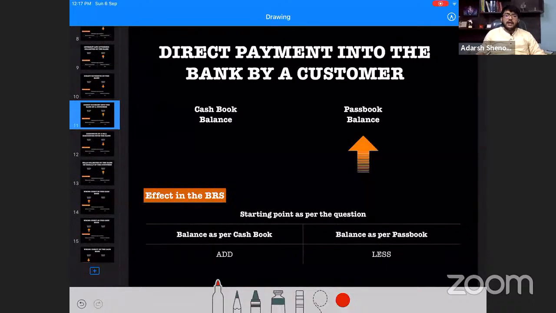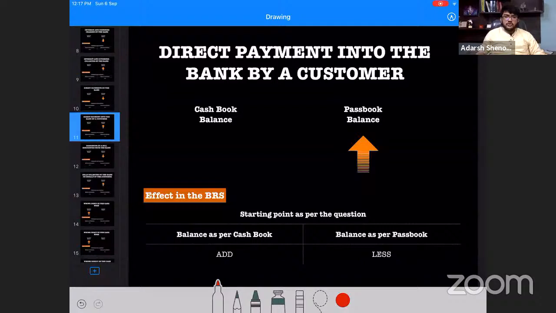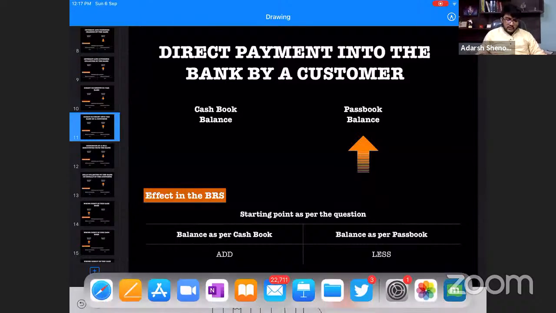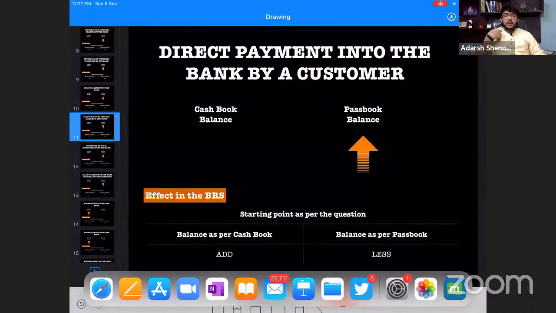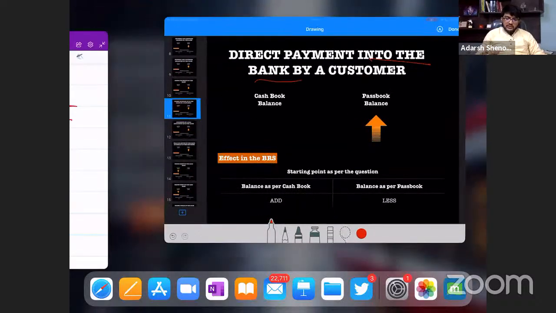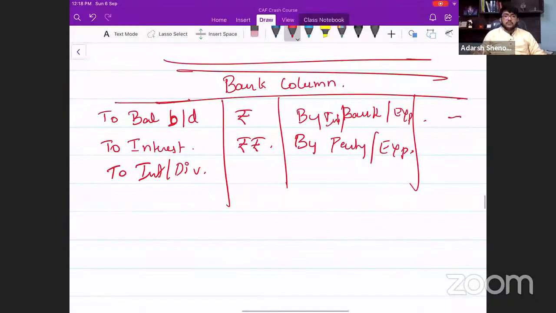Direct payments into the bank by a customer. Should you record this? Yes, this is also to be recorded in our books. Which side should we write this? Direct payments into our bank account. Not by us, remember, into our bank account. We are receiving the payment. So is it debit side or credit side? It is debit side because we are receiving the money. The entry is bank account debit to customer account, party account.